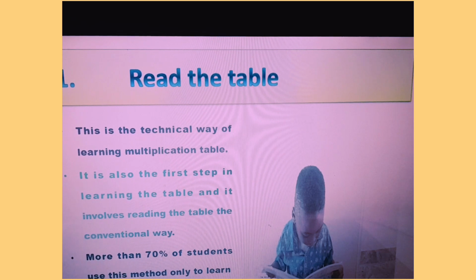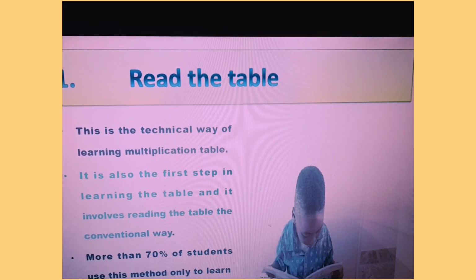Yes, the first step is the conventional way. We've been learning multiplication table by reading the table. The normal way every child or every student learns multiplication table is by reading the table. I said in my first point, this is the technical way of learning multiplication table. It is also the first step in learning the table.